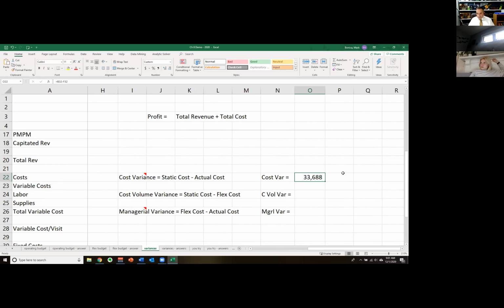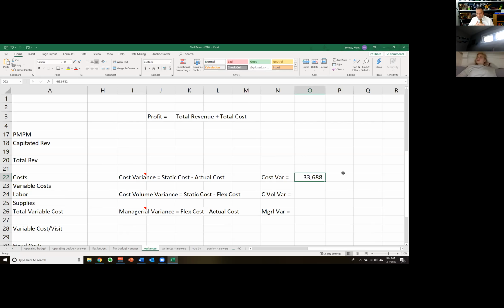So if I just said to you positive cost variance, you would say, oh, positive, that means good. So what's good when I think about cost? Well, what's good when I think about cost is a decrease in cost. So if I told you, with no other information, that this firm, this practice had a $33,000 positive cost variance, you would tell me, well, they spent $33,000 less than they thought they would.